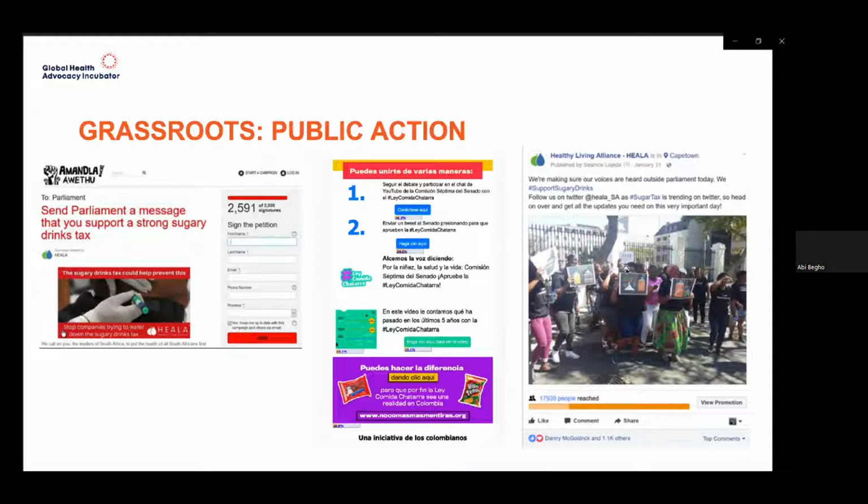And then, of course, there's the good old-fashioned protest outside the parliament. This is an example in South Africa where they had a protest going, holding up signs, and they made a strong demonstration of public support. What's really cool here is that it wasn't just the event happening in front of the parliament, they also had it on Twitter and on Facebook, and they really optimized what was happening that day.